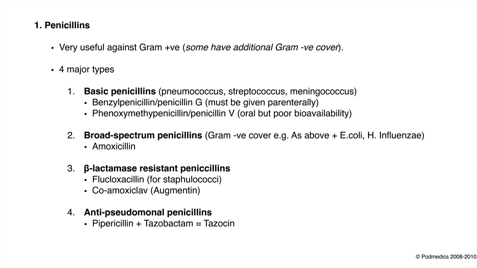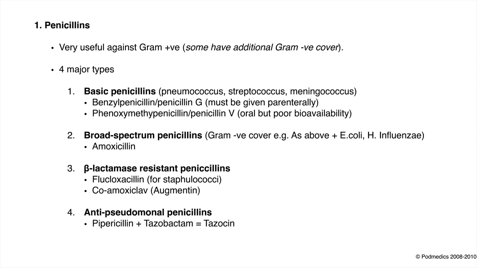So the four major types that you need to know about are the very basic penicillins, which are active and effective against pneumococcus, streptococcus, and meningitis. And basically here we have an oral one and an IV one. The IV one is the traditional benzyl penicillin, sometimes referred to as penicillin G. And then we have an oral version, which is phenoxymethylpenicillin or penicillin V. This is given orally, but generally it's got quite poor bioavailability, but it is still used.